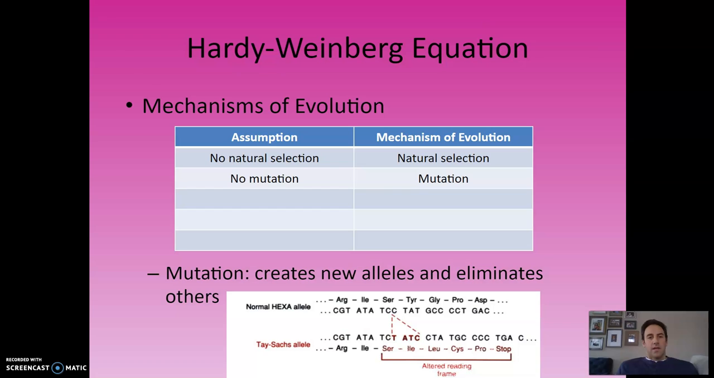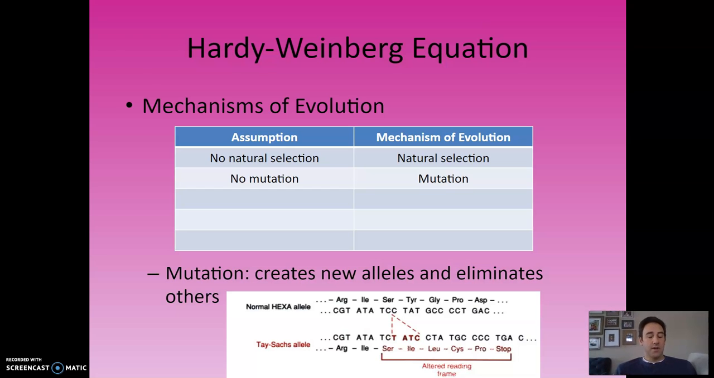Okay, our second mechanism of evolution is mutation. So our assumption to maintain Hardy-Weinberg equilibrium is no mutation. Our mechanism of evolution is mutation. Mutation, of course, creates new alleles and eliminates others, and is the ultimate source of all genetic diversity.